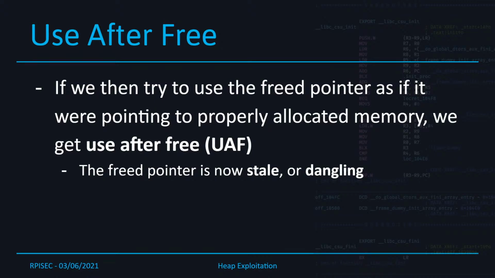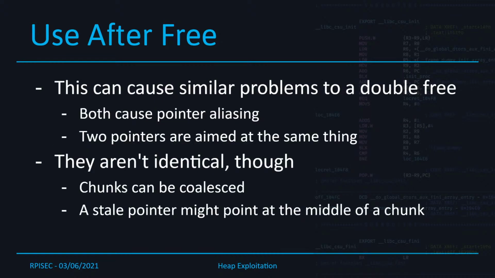And this leads to use after free. So a use after free will allow us to mess with some remote thing, whoever happens to get that chunk later on. And this can lead to the program exploding, or can lead to actual exploitation. So both use after free and double freeing will produce sort of similar behaviors. They both result in aliasing, where two different pointers go to the same place. Now, they aren't exactly the same. Like, chunks can actually get coalesced, they kind of get glued together. So a stale pointer could wind up in the middle of a chunk or something like that. But they are conceptually kind of similar.